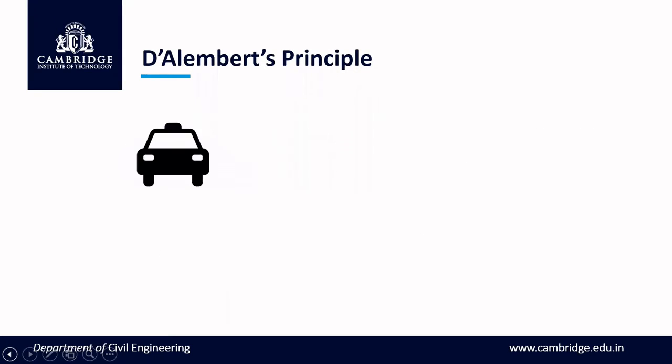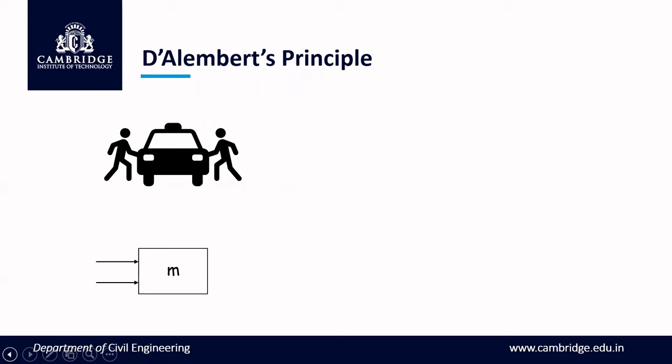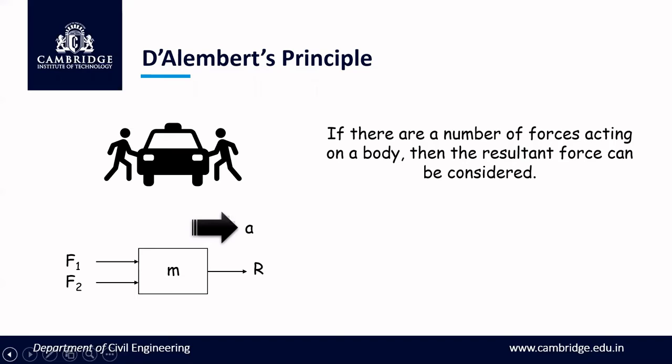Now what if the same car is being pushed by two people? If we redraw the free body diagram again, we have the body of mass m, but here there are two forces, F1 and F2. Now, if we consider that being pushed with the same acceleration a, it has a resultant R. So if there are a number of forces acting on a body, then the resultant force can be considered. That is, I can rewrite Newton's second law of motion as R is equal to ma, where F is being replaced by the resultant of forces.